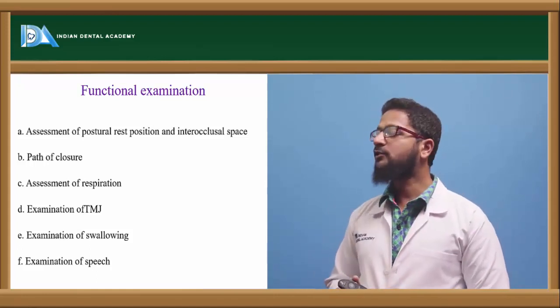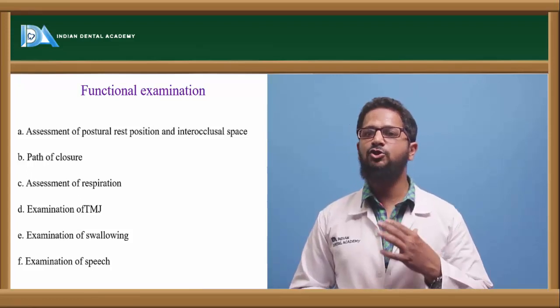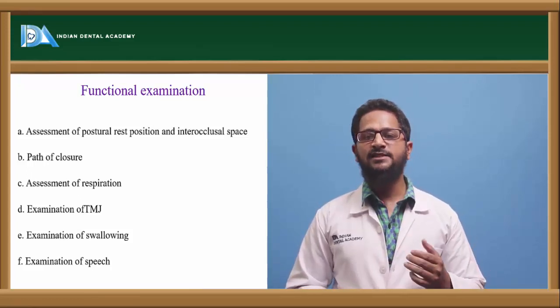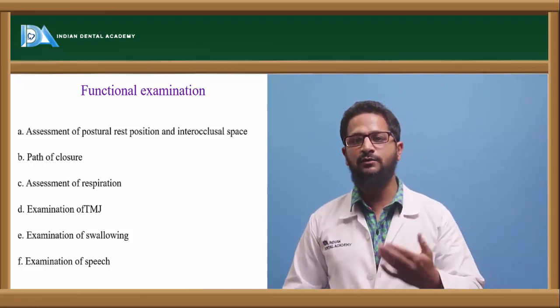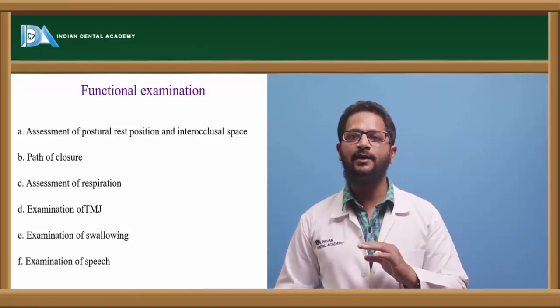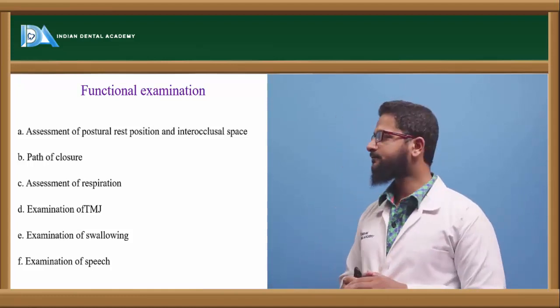Next is path of closure. The path of closure, or the way the patient closes the jaw, should be evaluated in detail. As the patient closes the jaw from rest position to the centric occlusion or habitual occlusion, it should be evaluated. Any deviation in the jaw has to be evaluated in detail.